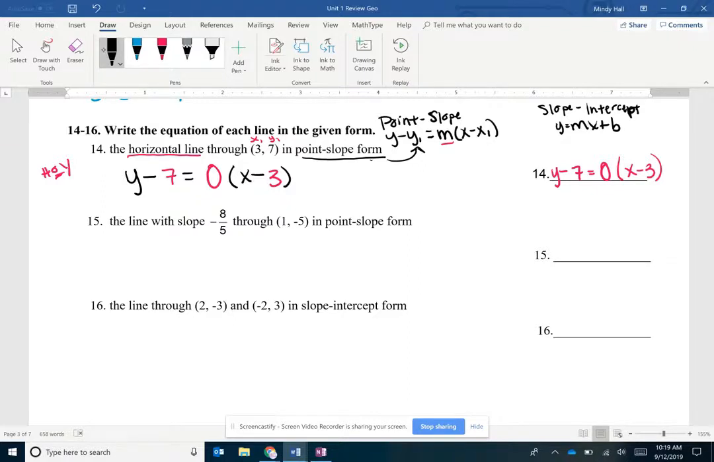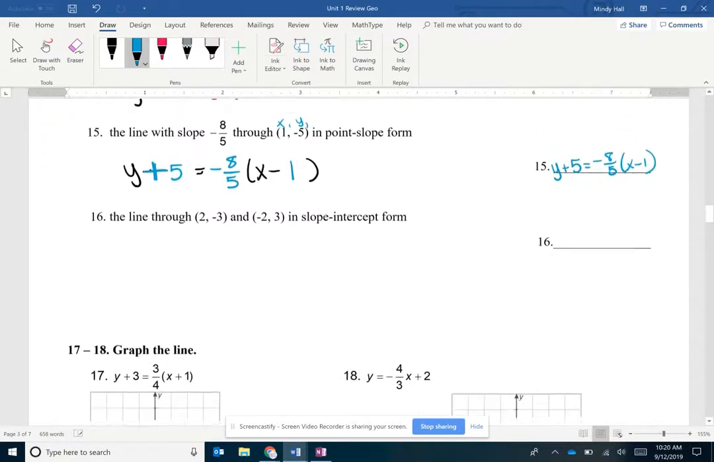So then we have the next one, also in point slope form. So looking at what I'm given, I have a slope of negative 8 over 5. So that's going where the m is. So negative 8 over 5. And then I have x1, y1 for my ordered pair. So I have 1 and then minus 5. But since it's y minus negative 5, that will actually take over and then just become y plus 5. So we have y plus 5 equals negative 8 over 5 times x minus 1.